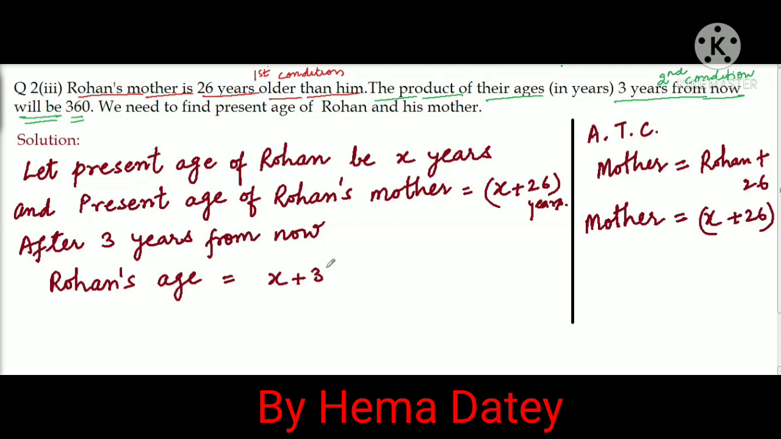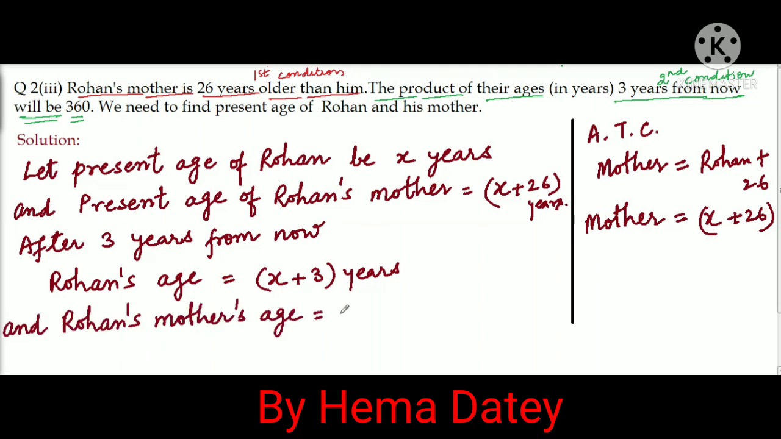After 3 years from now, this is the second condition. Rohan's age will be x plus 3 years obviously, and Rohan's mother's age also will be x plus 26 plus 3, that is x plus 29 years. This is Rohan's mother's age after 3 years.